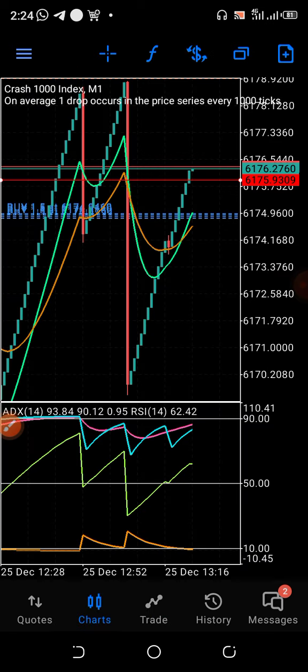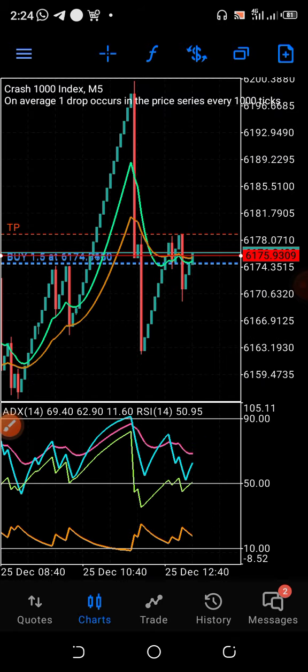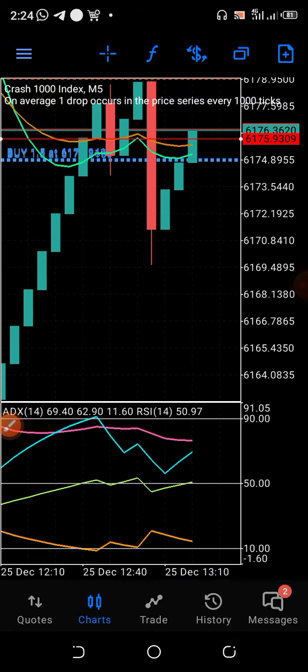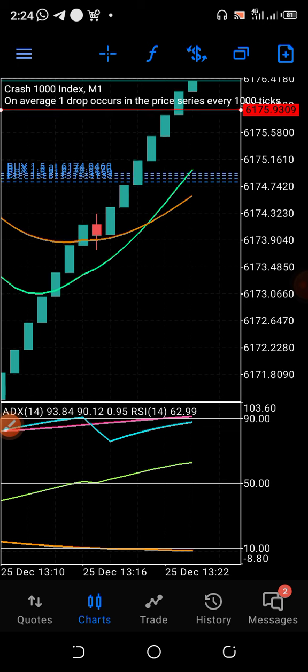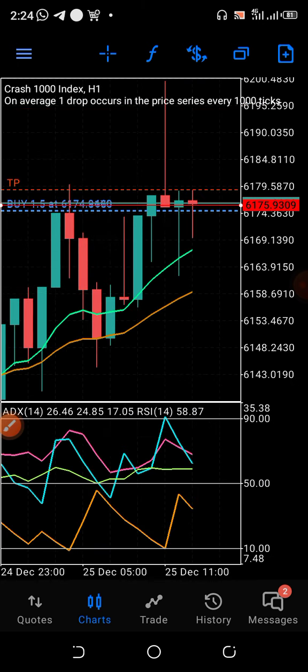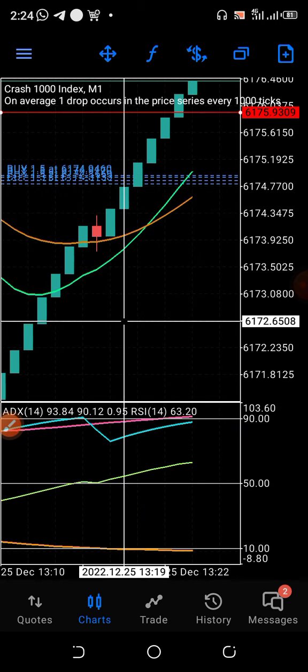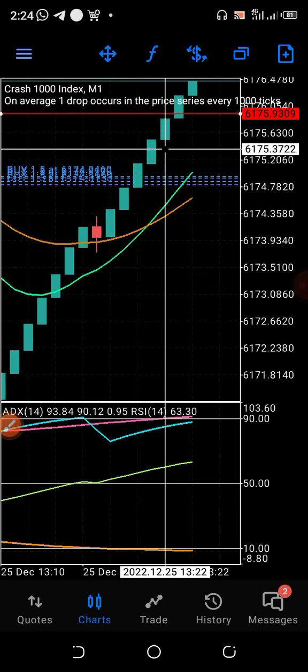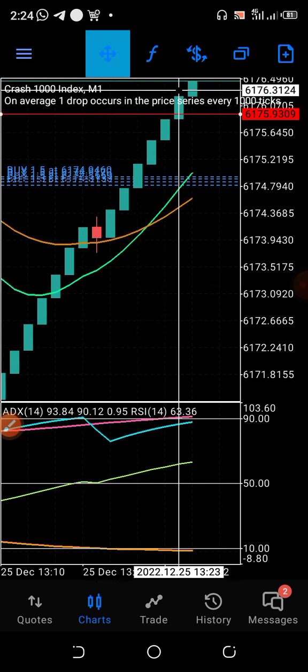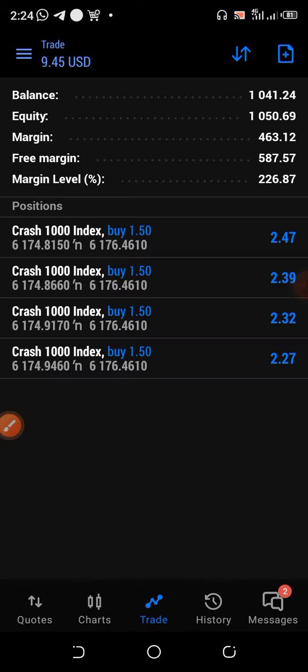Can you see it? I'm $2 on profit on each of them. Can you see it? Even though the 1 hour time frame is not convincing, I still placed my trade with the target of taking 5 candles, 1, 2, 3, 4, 5. So I have to close it right away.